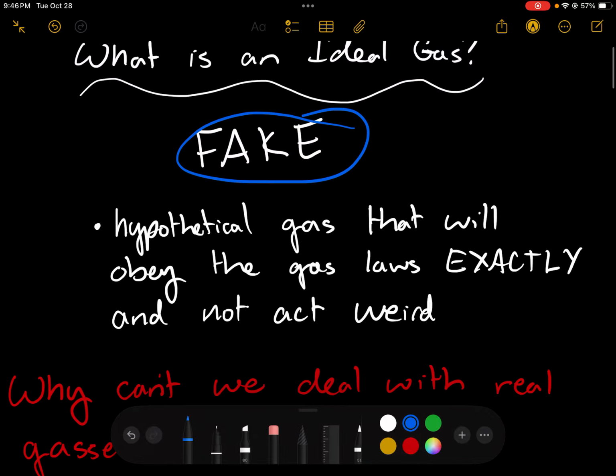And what they really are is a hypothetical gas that is going to obey the gas laws exactly and not act weird at all, right? And that's how we know that they're fake, because everything acts a little weird sometimes. Everything is going to break rules, but ideal gases are not going to break rules. But again, we know that that's not real.